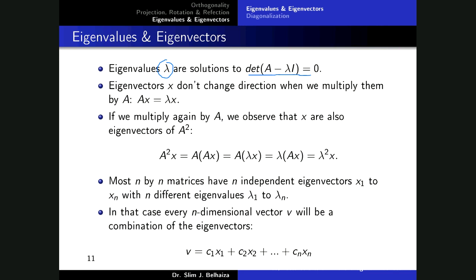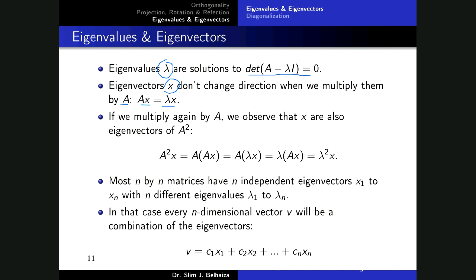Here, we also review what we call an eigenvector. For every given solution to the previous equation, where the determinant of A minus lambda I is equal to 0, we define an eigenvector x such that Ax equals lambda x. Basically, eigenvectors don't change direction when we multiply them by A. When you multiply A by x, you get lambda x.